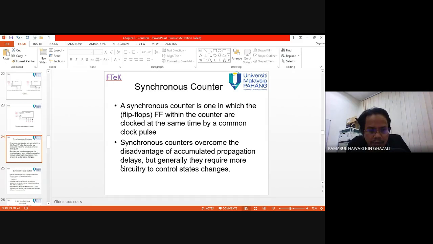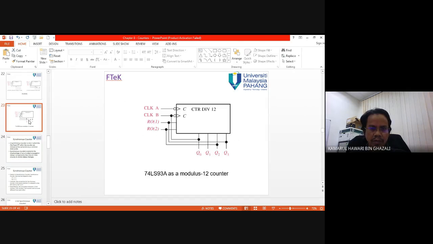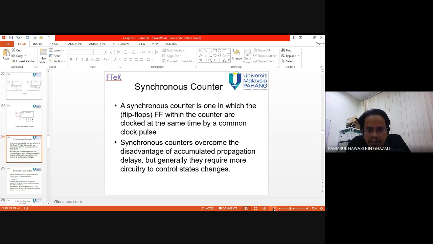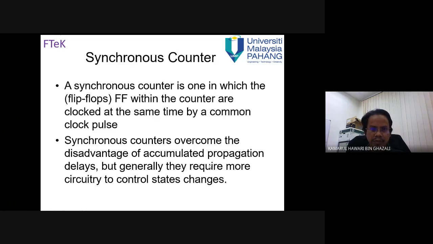Hello everyone, let's continue chapter 8 part 2, synchronous counter. In the previous video, we covered the asynchronous counter, but now for this part 2 video, synchronous counter. A synchronous counter is one in which the flip-flops within the counter are clocked at the same time by a common clock pulse. Synchronous counters overcome the disadvantage of accumulated propagation delays, but generally they require more circuitry to control state change.